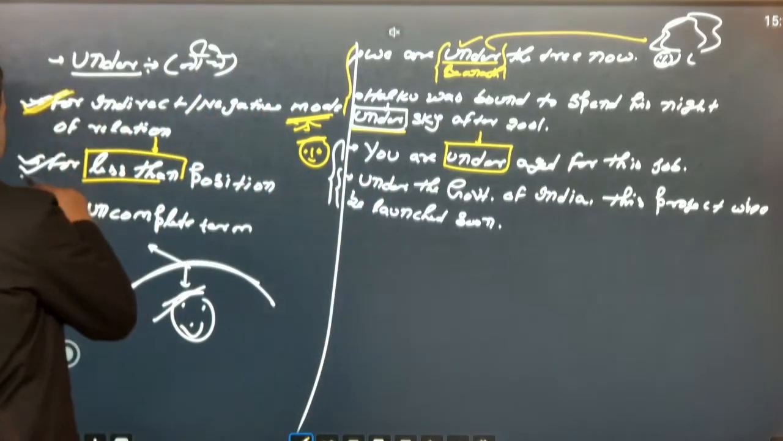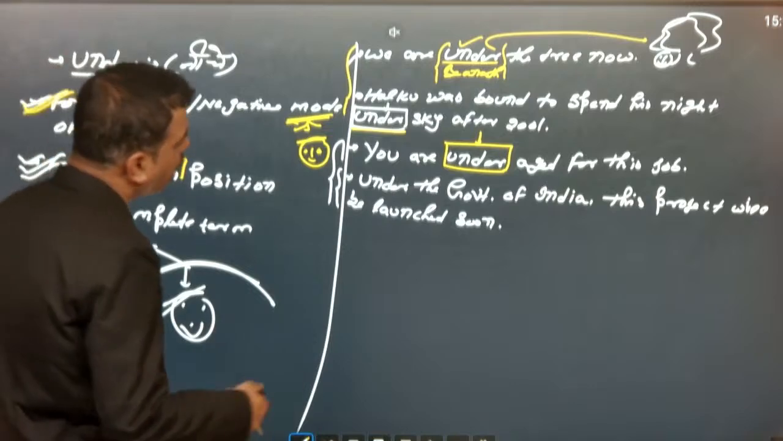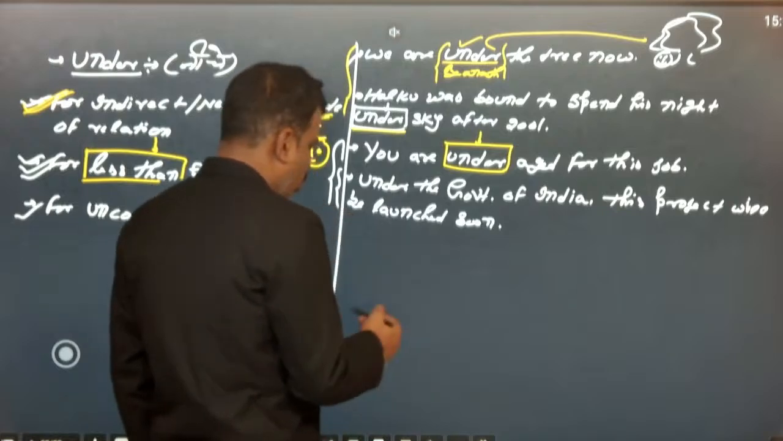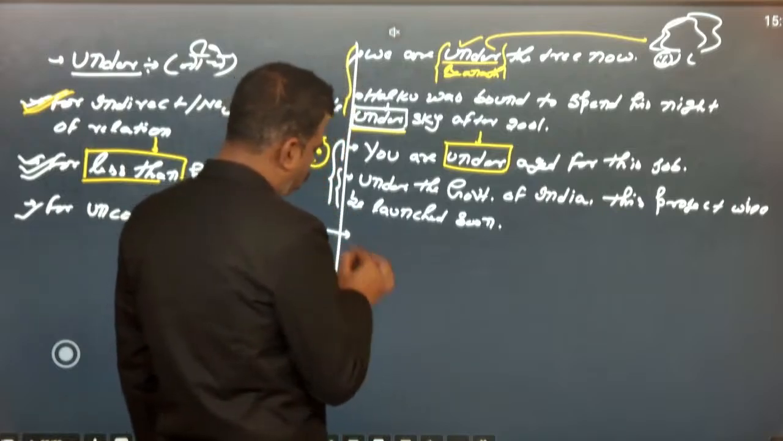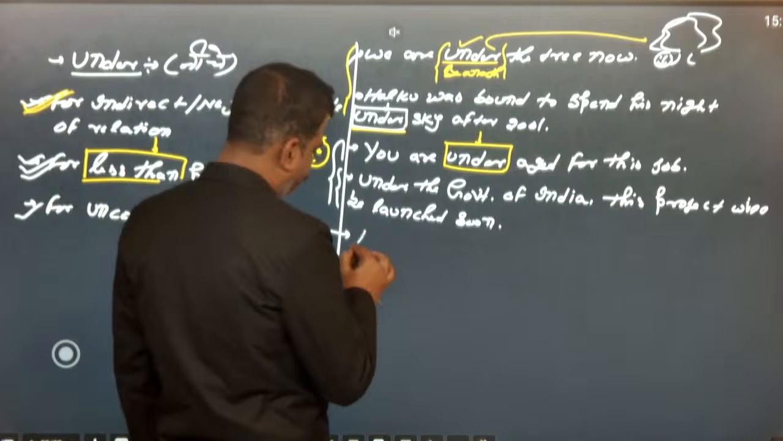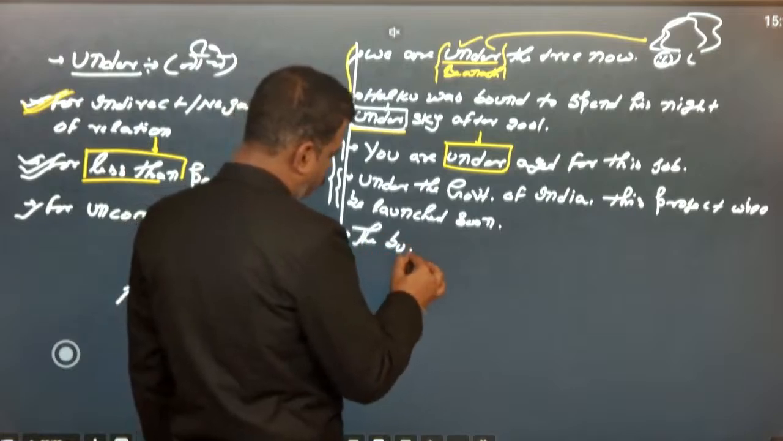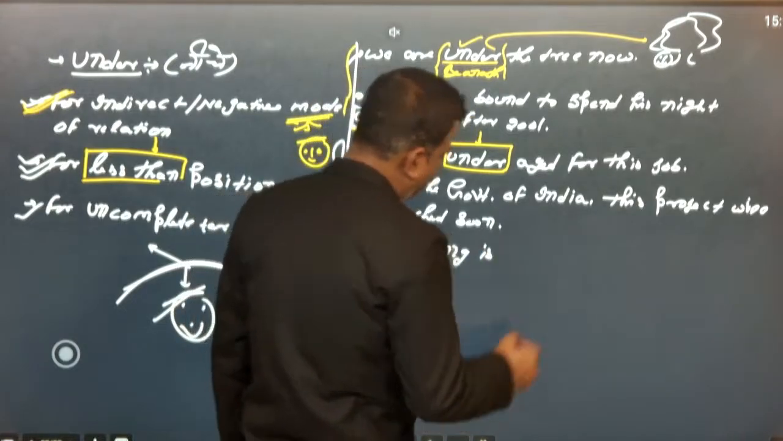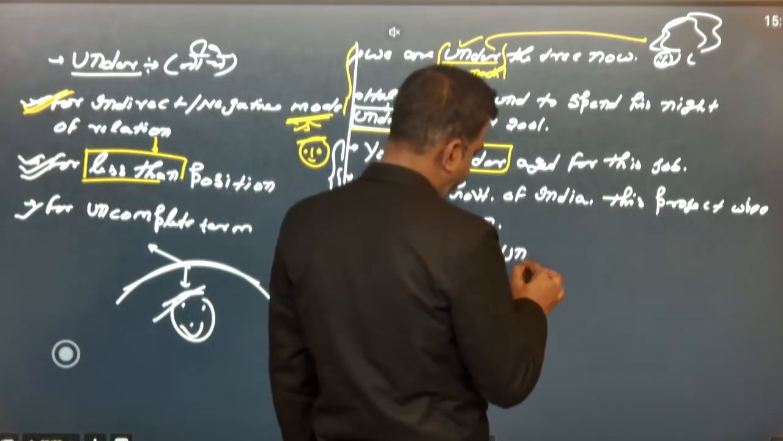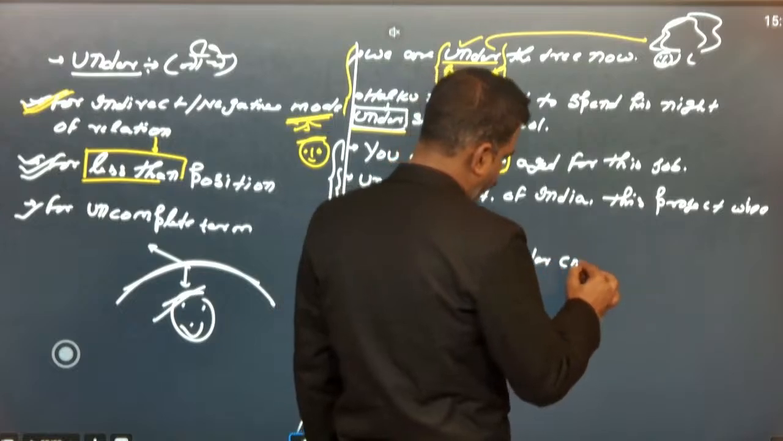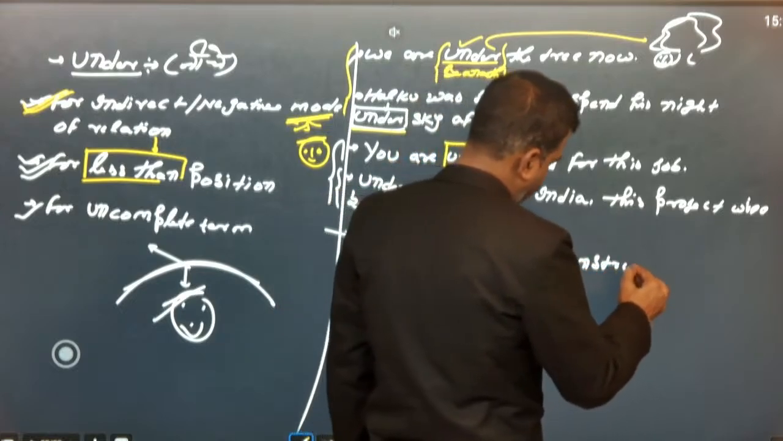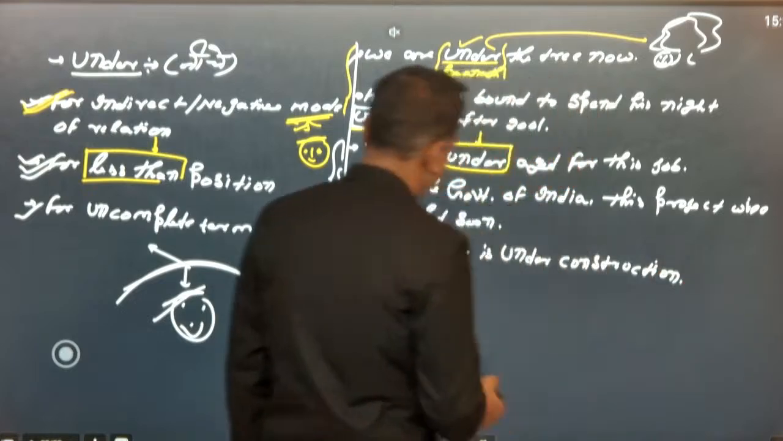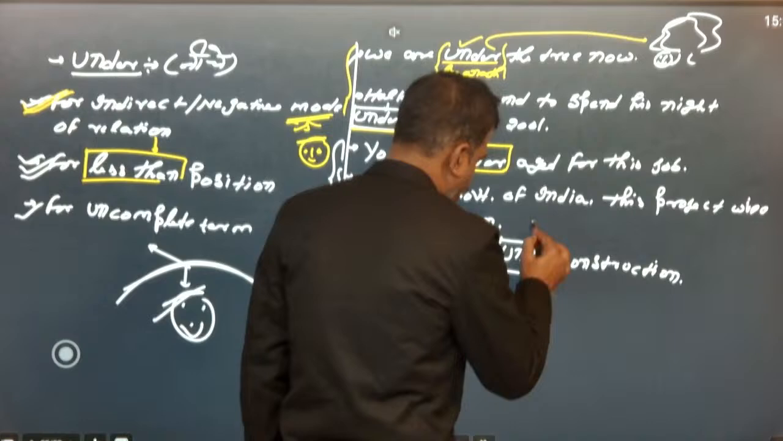Less than position, for negative condition, incomplete work. If anything is still not completed, we can go with under. The building is under construction. That means the construction has not been done yet.